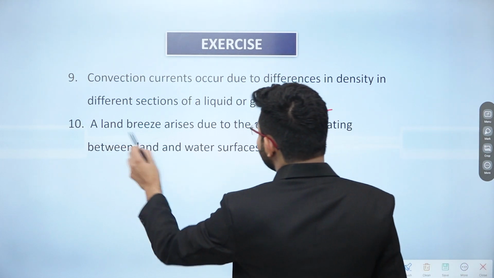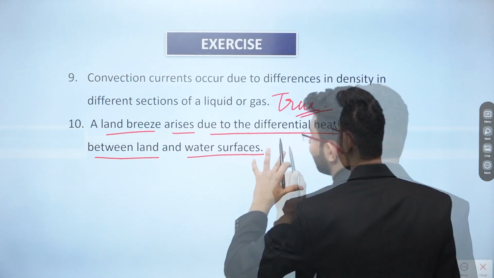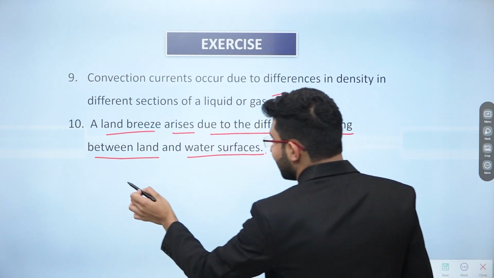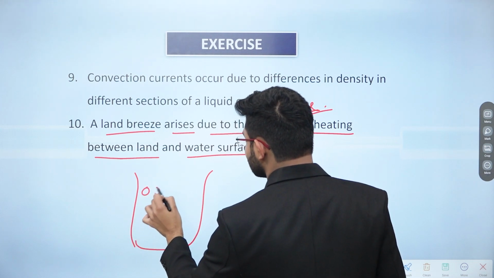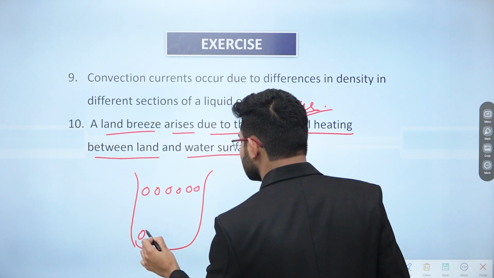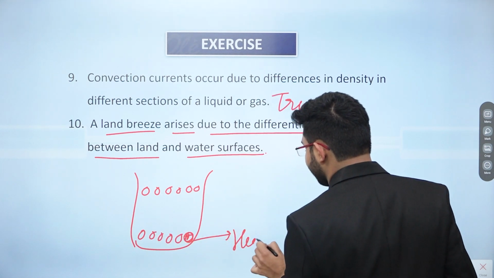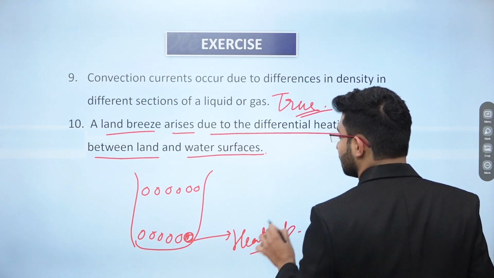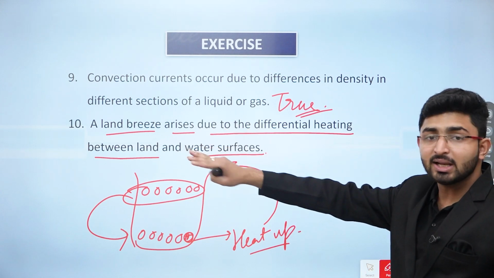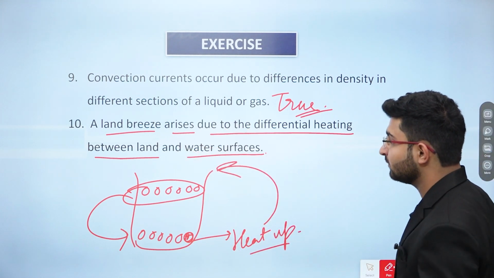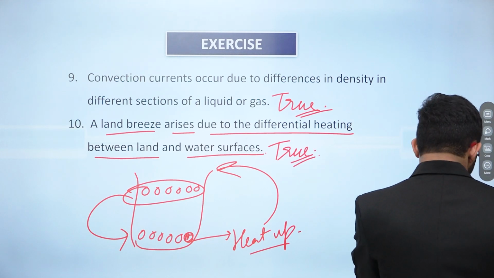After that, a land breeze arises due to the differential heating between land and water surfaces. Yeah, so land breeze arises, as I have told you, in a convectional current. We have some molecules on the upper layer and some molecules on the bottom layer. When these get heated up, they go upward and the others come down, and that happens in the land breeze as well. That's why it's a phenomenon of convection current, and that's why it's a true statement, right?